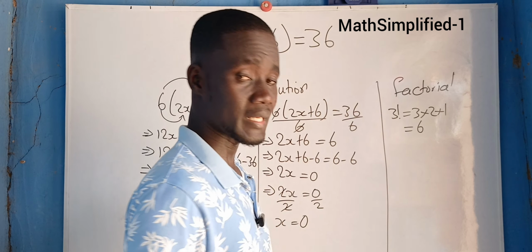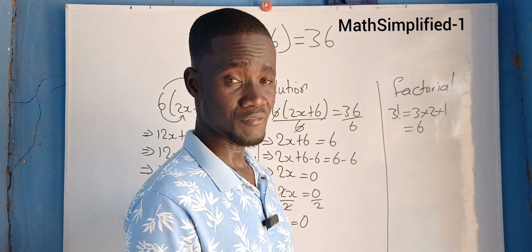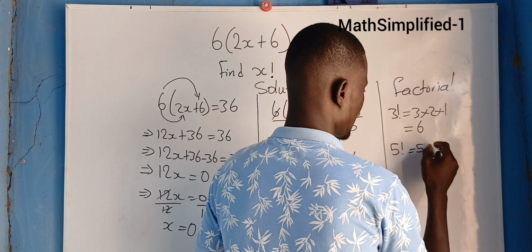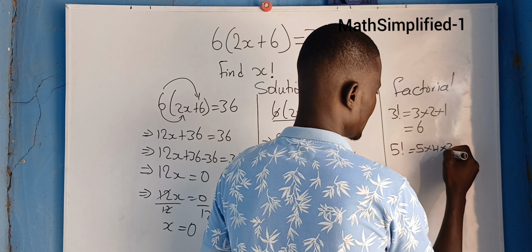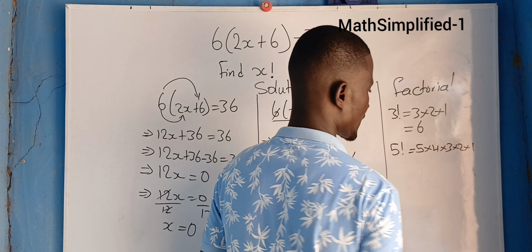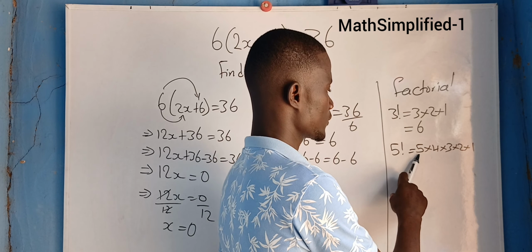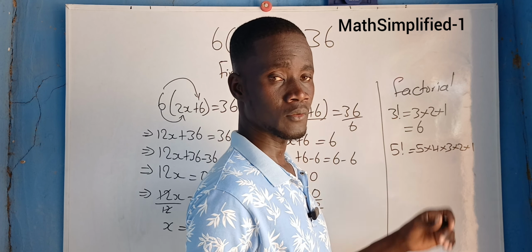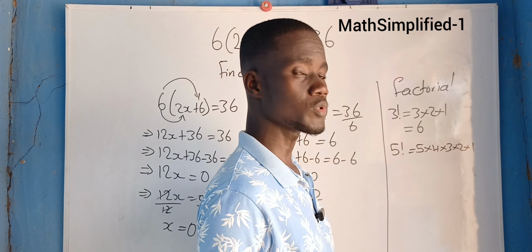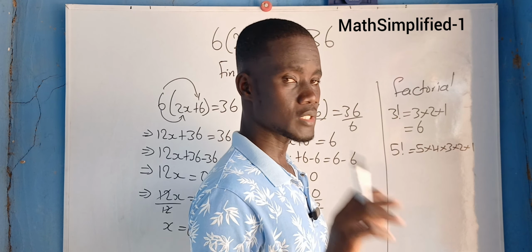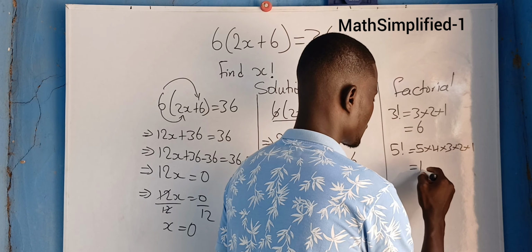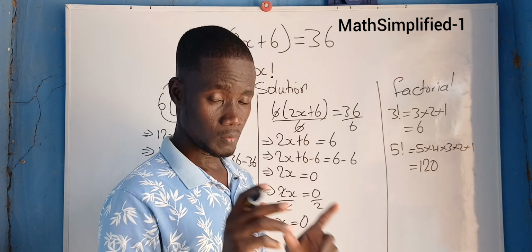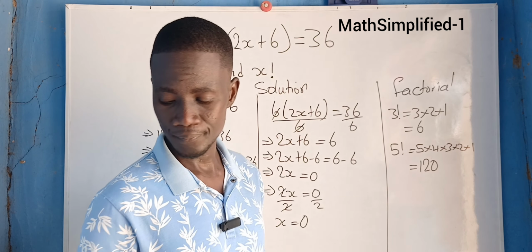Let's pick another number to do another example. Let's say 5 factorial. I say you multiply a number by the counting numbers before it and you must end at 1. So I have 5 multiplied by 4, which gives us 20, multiplied by 3, which gives us 60, multiplied by 2, which gives us 120, multiplied by 1 will still give us 120. So 5 factorial is 120, no matter the number, so far as it is a positive number.